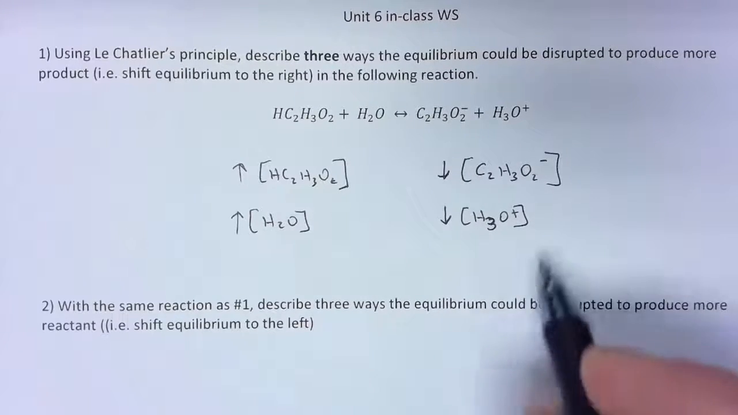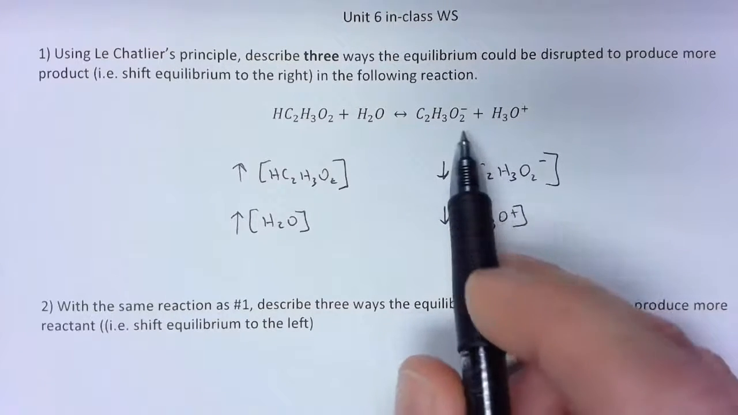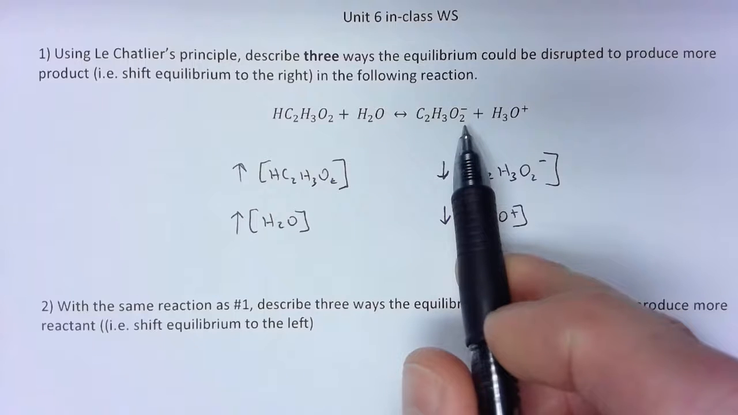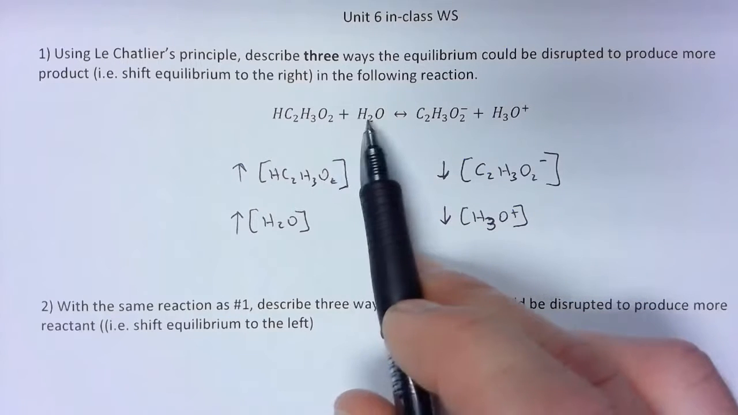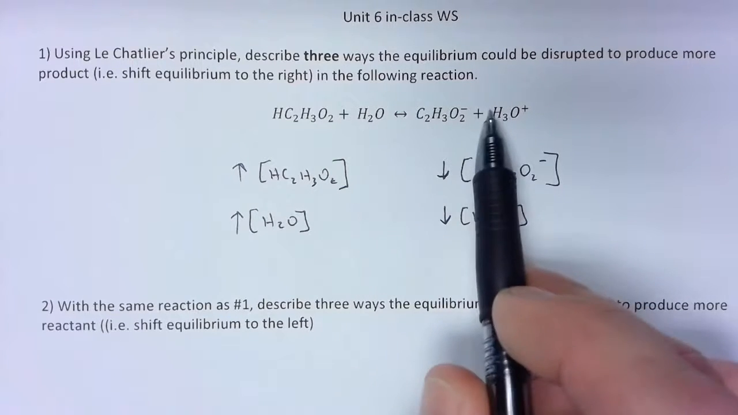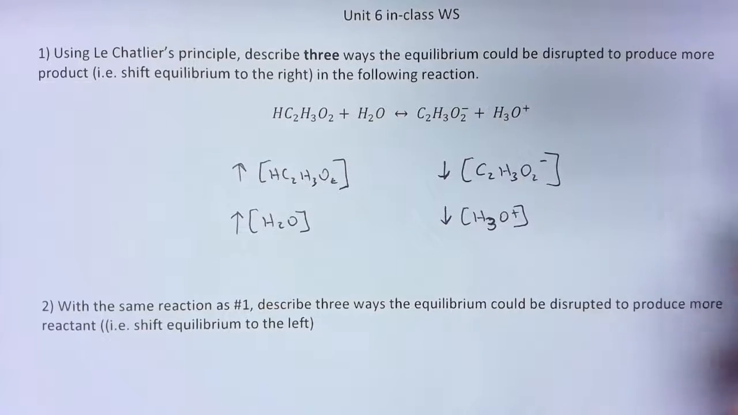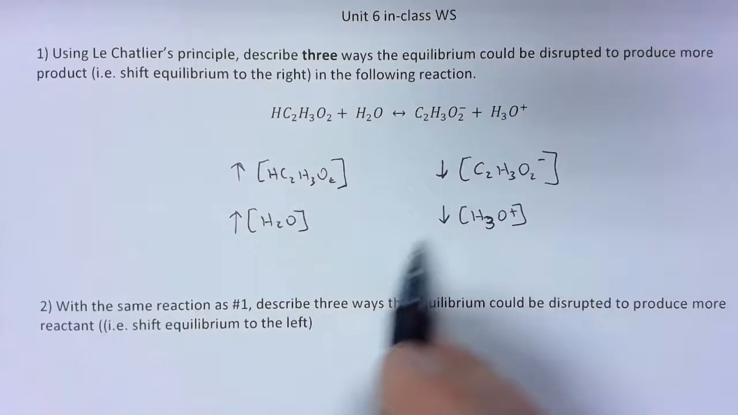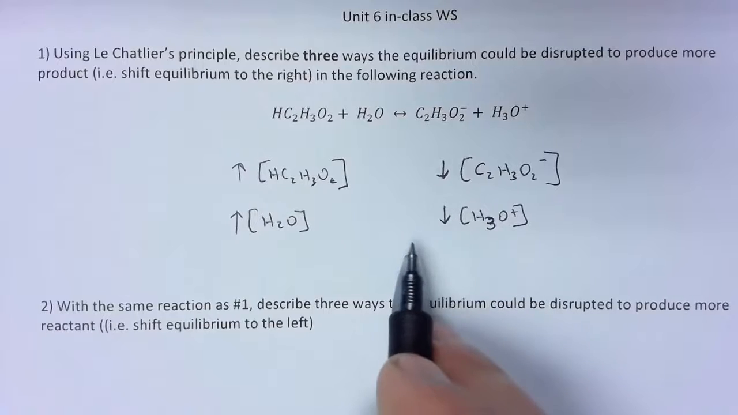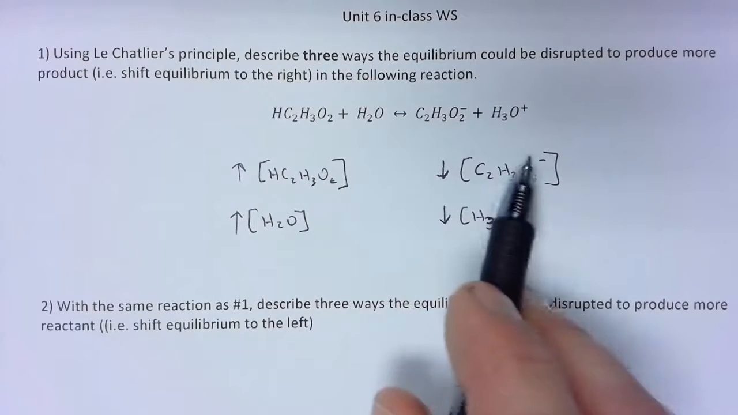This happens in industry all the time, where a desired product is needed and it is removed in order to take advantage of the fact that the reactants will be consumed to make more of that product. Okay, so these are the 4 possibilities of shifting the equilibrium to the right.